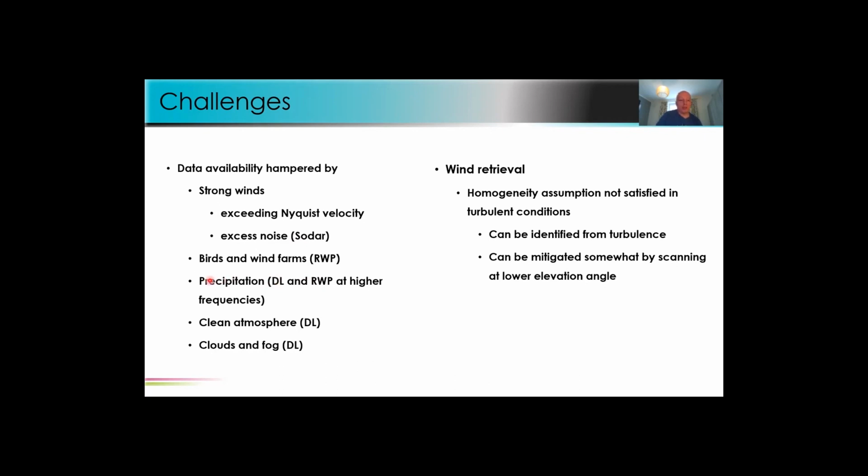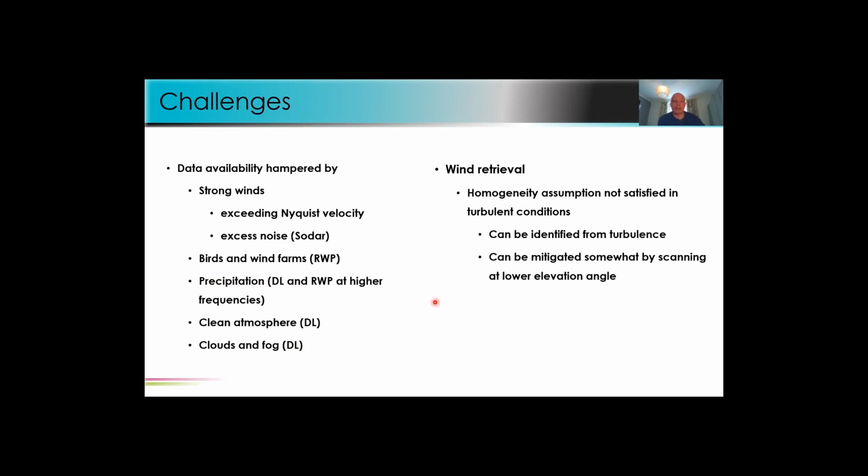I think that precipitation is generally an issue for most LiDAR types anyway. Since all of these instruments actually depend on there being enough signal, for Doppler LiDARs, if you have a very, very clean atmosphere, then again, your signals aren't so good and you can't always see as far as you would like to. And also clouds and fog are also a bit of a problem. But generally, for the instruments I've shown here, they can all see to the top of the boundary layer during most conditions.